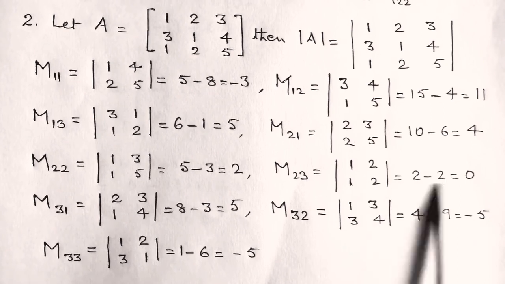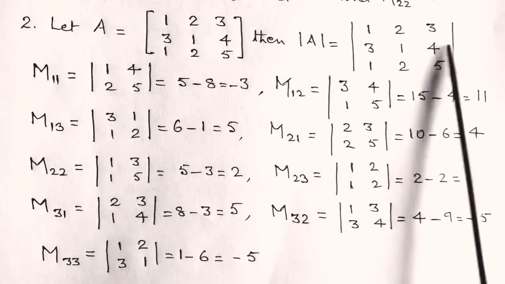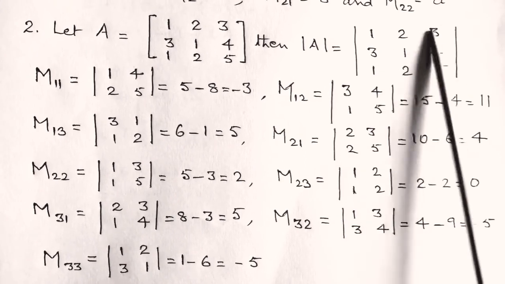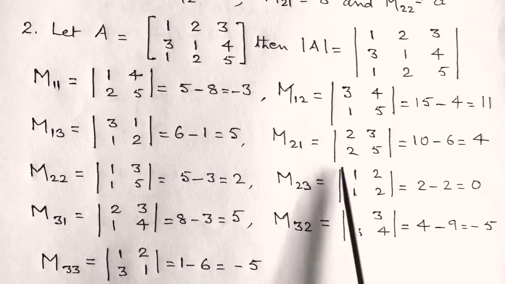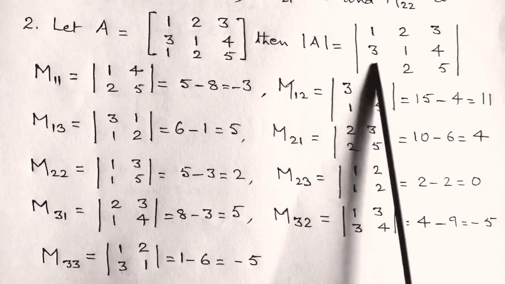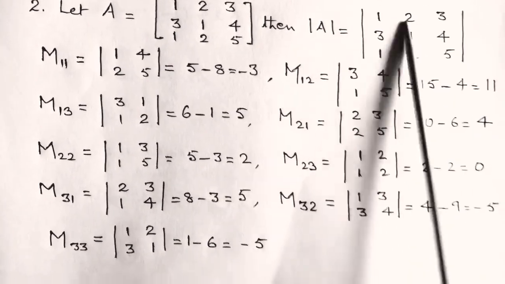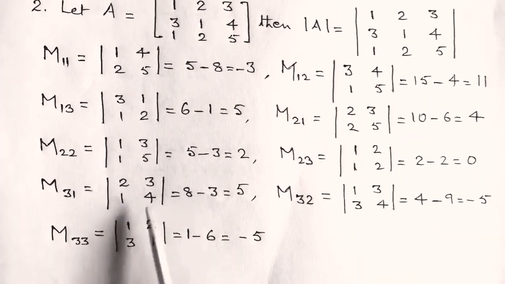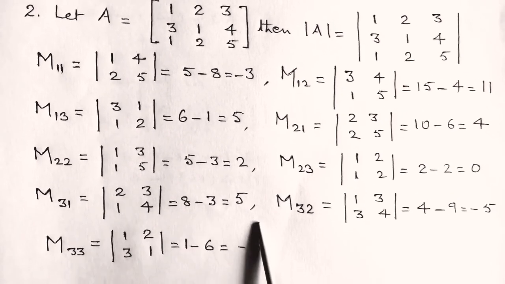Similarly, you can find the minors of other elements, that is M23. M23 is this element. So leave its row and column. In the determinant you are left with 1, 2, 1, 2. So that is 2 minus 2 is 0. Then M31, minor of this element. So leave the row and column. So in the determinant you are left with 2, 3, 1, 4. So if you simplify, 2 into 4 is 8, minus 3 is 5.